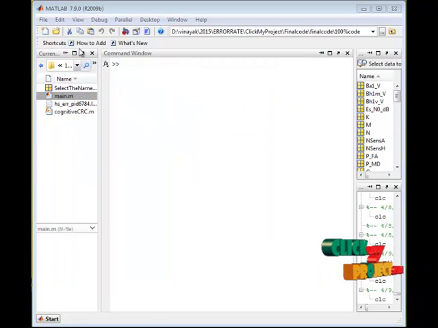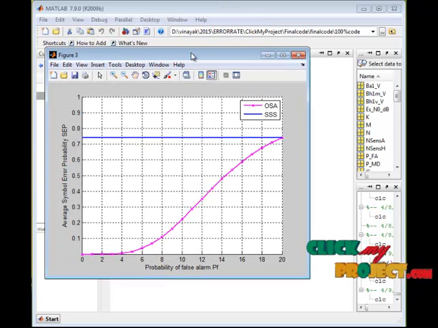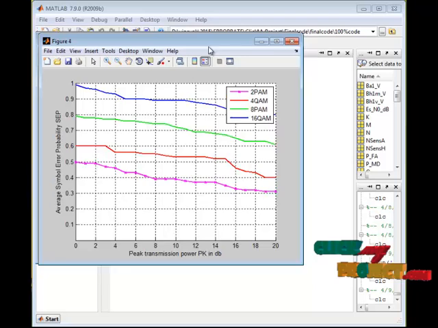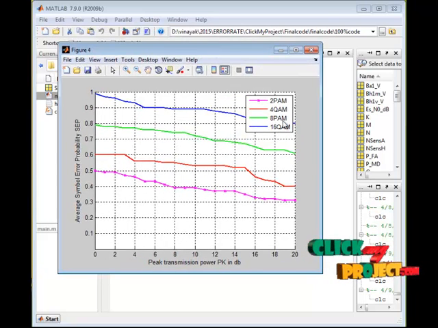And figure 3 shows the variations from maximum to minimum of opportunistic spectrum access when the probability of false alarm is detected. And figure 4 shows the comparative analysis of modulation techniques with the average symbol error probability estimated here.